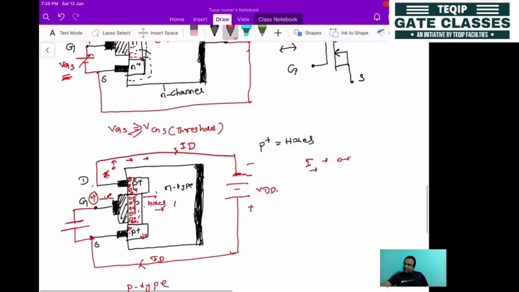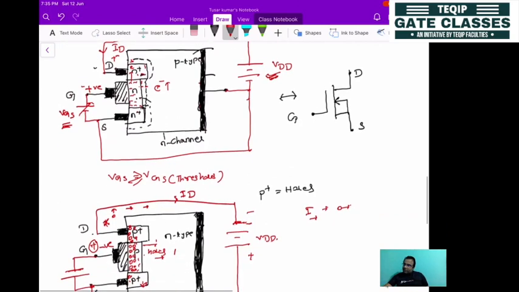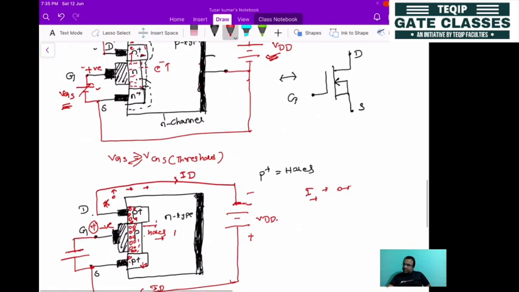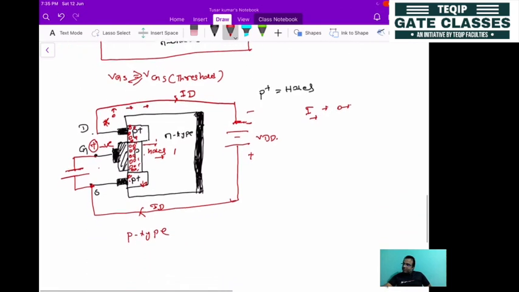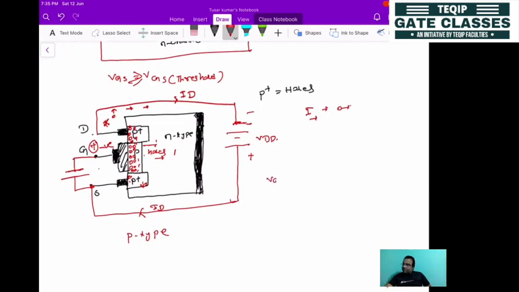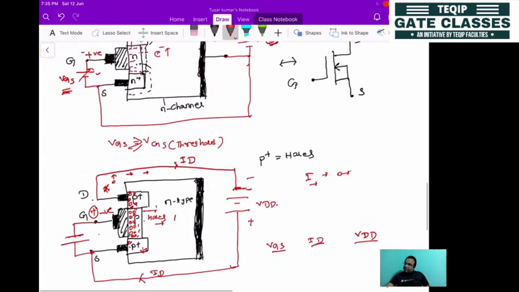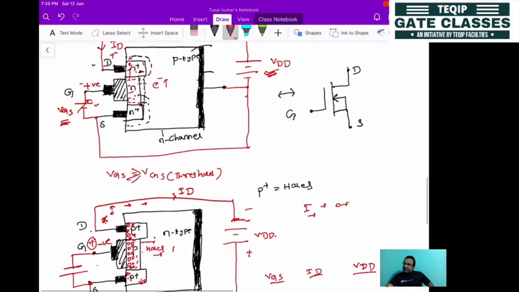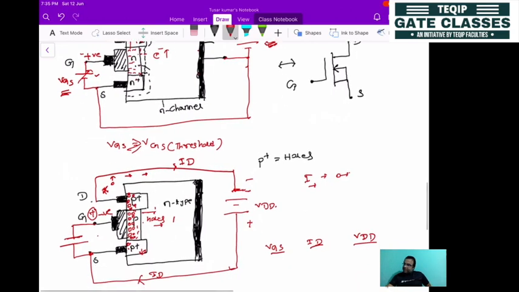If you compare both the N channel as well as the P channel, the VGS in the N channel is positive with respect to the source, but in the P channel VGS is negative. So if you make one table with VGS, then drain current, then VDD, and you take the N channel as the reference, then that is the VGS that you have applied for the N channel.